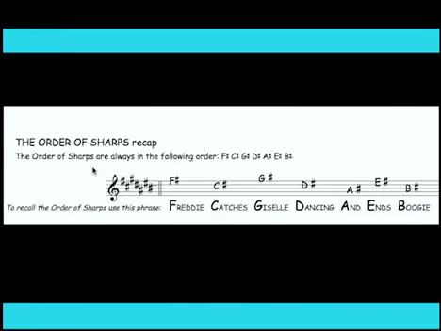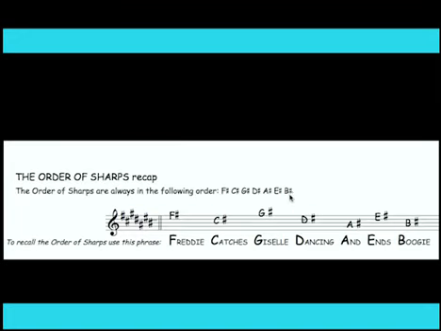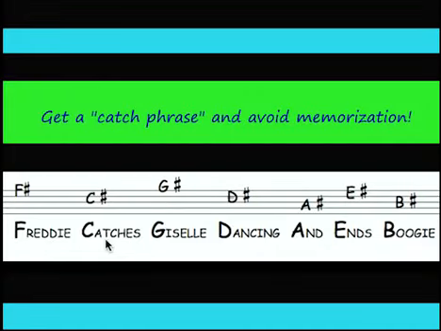Let's do a little recap on the order of sharps. They have to be in this order: F, C, G, D, A, E, and B. And it's good to have some sort of phrase to use so you can recall the order of sharps. And there's a couple of reasons for this. I like to use "Freddie catches Giselle dancing and ends boogie."